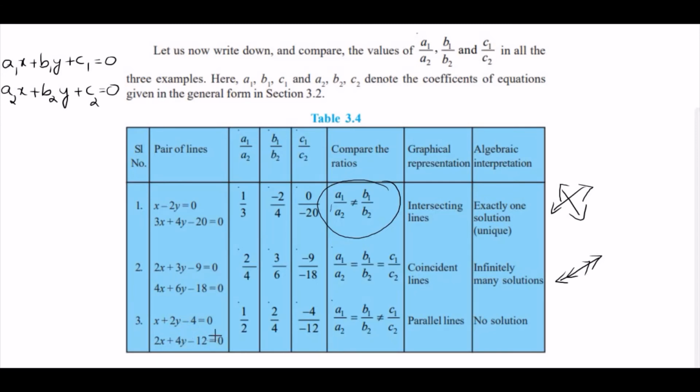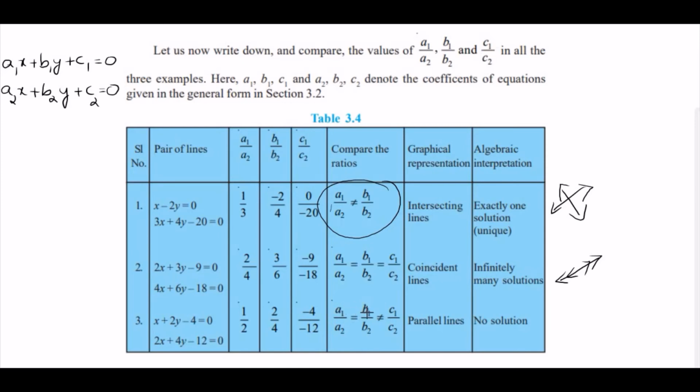And for this example, when you check, you compare A1 is 1 and A2 is 2. Similarly B1 is 2 and B2 is 4. C1 is minus 4 and C2 is minus 12. So you can see A1 by A2 is equal to B1 by B2. 2 by 4 is the same as 1 by 2. So A1 by A2 is equal to B1 by B2. This is 1 by 3. That is, it is not equal to C1 by C2.